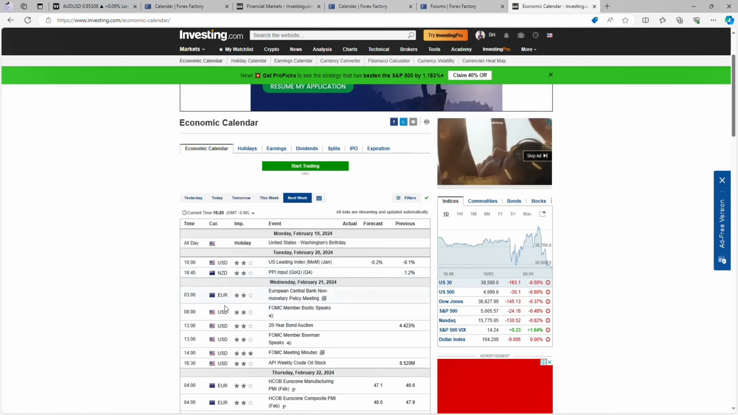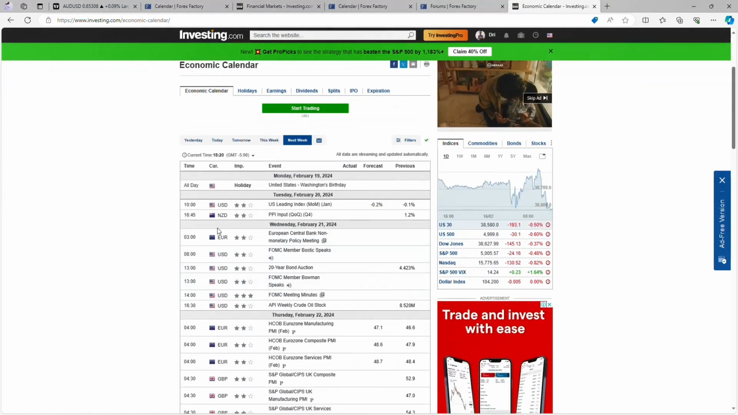This is the time. This is euro. This is pound and the rest. NZD and the rest. You can look at this. Look at the events. Look at the actual. Look at the forecast, and then look at the previous year. But this is what you do.